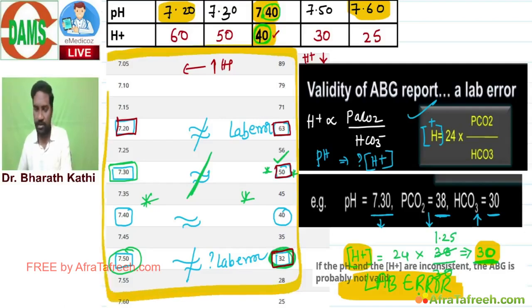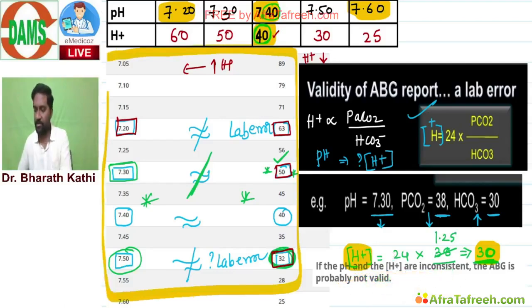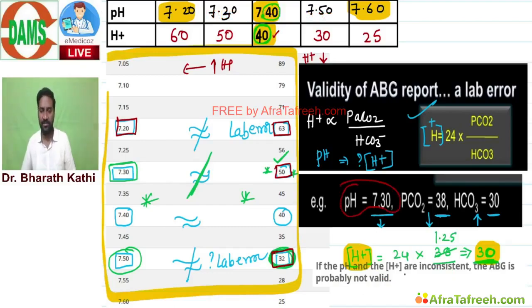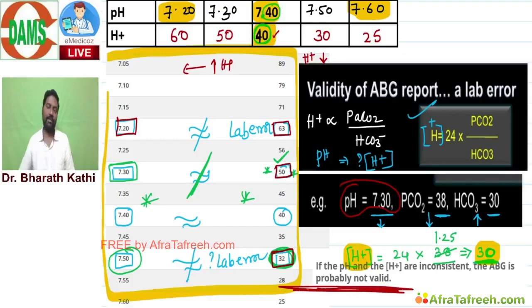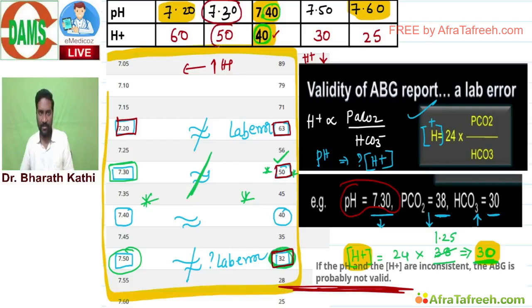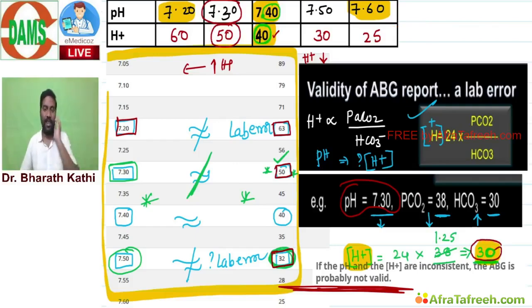And the point to note here is, if pH and H plus are inconsistent, as I have shown you in the previous question, where pH is 7.30 and H plus are inconsistent, the ABG is probably not valid. It's the same principle. For pH of 7.30, as I have shown in the question, the H plus should have been 50. It is only 30. It means both are not correlating. Probably it is a lab error, not a valid ABG.